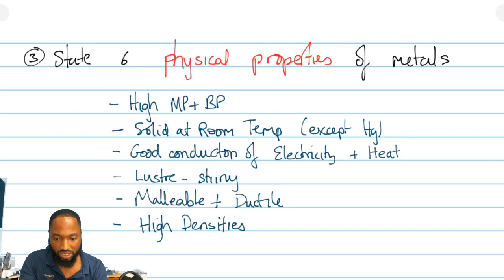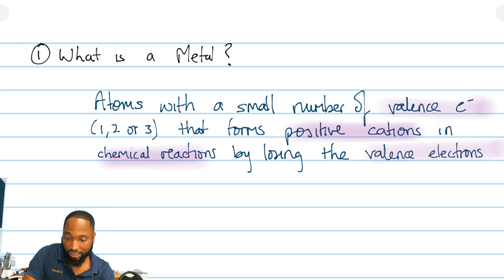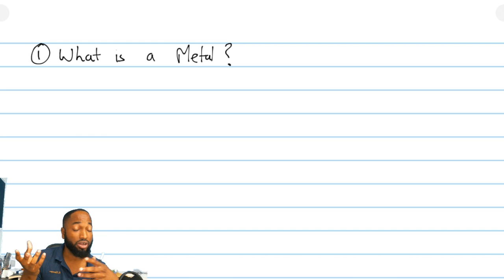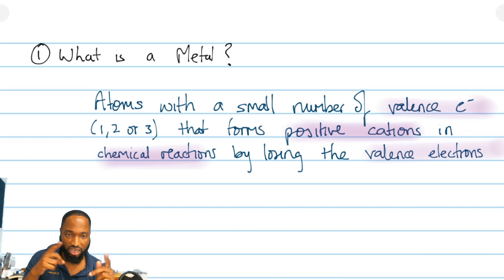What is a metal? Metal atoms with a small number of valence electrons. Make sure you know the answers, I'll be asking you all to give me them just now. Small number of valence electrons, like 1, 2, or 3. They form cations, and they lose electrons in chemical reactions by losing the valence electrons. I should say positive cations, which is kind of redundant.